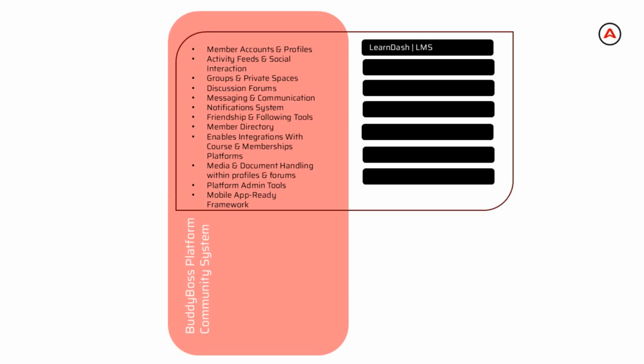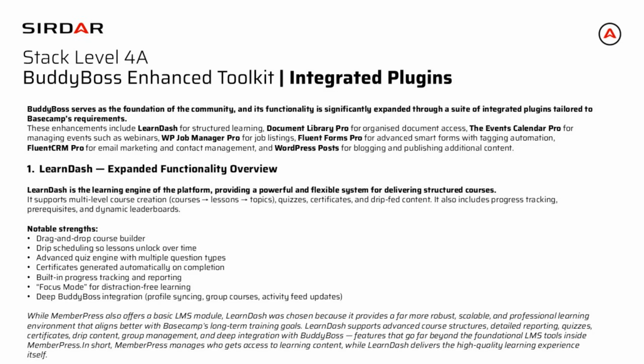LearnDash includes a drag-and-drop course builder, drip scheduling so lessons unlock over time, detailed progress tracking, certificates that are generated automatically, and an advanced quiz system. It also offers a distraction-free focus mode for learners. Because LearnDash integrates deeply with BuddyBoss, course progress, achievements, and learning activity appear naturally inside a member's profile and activity feed.